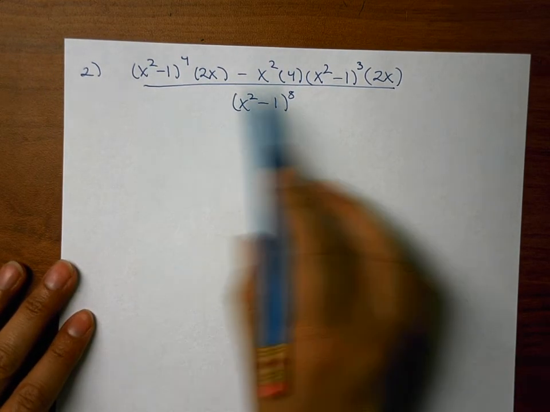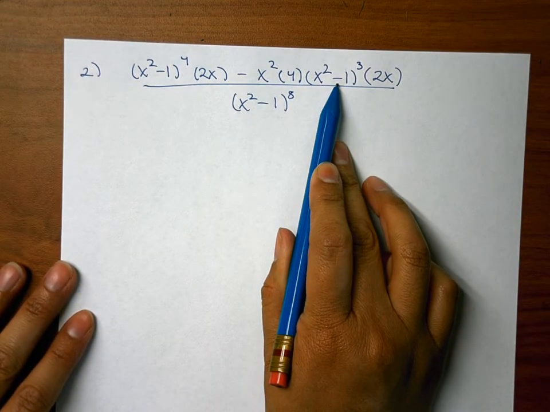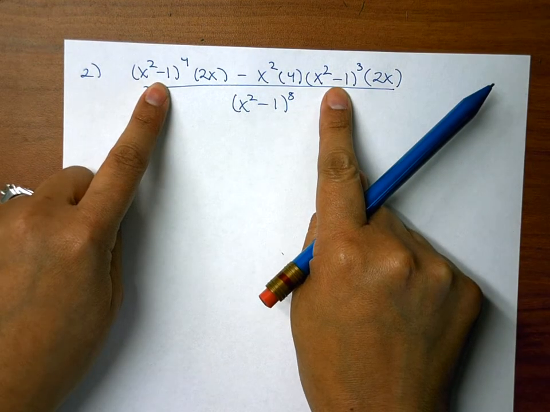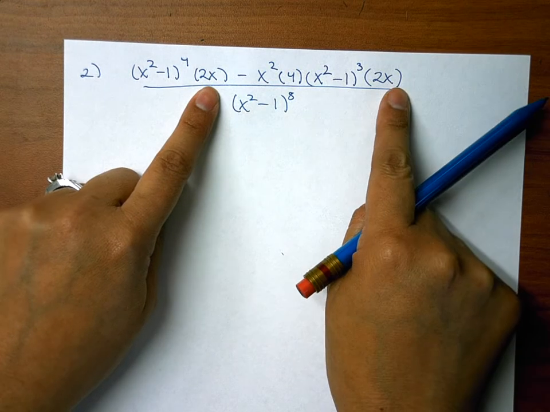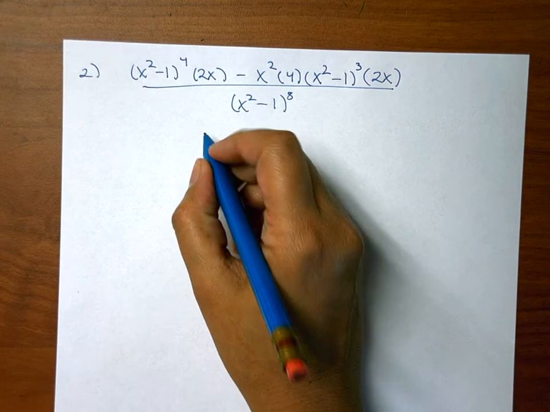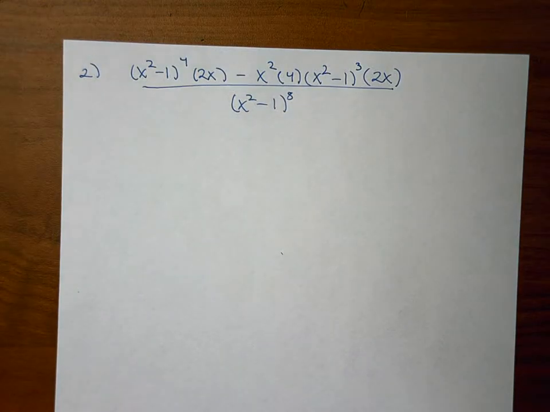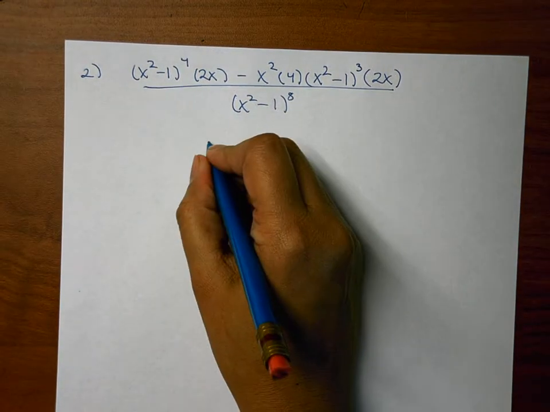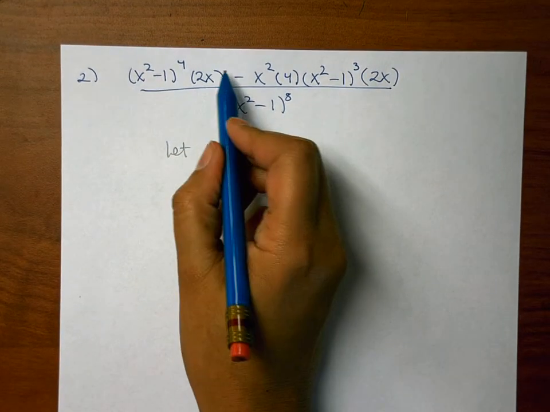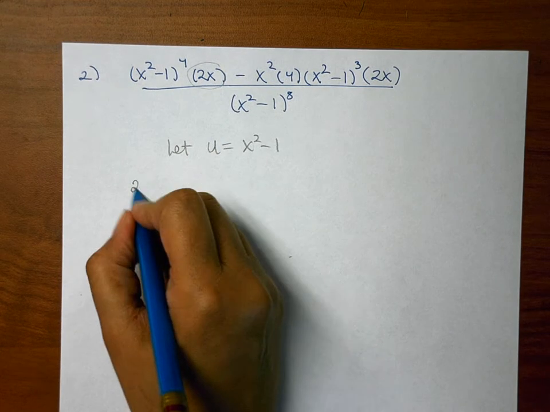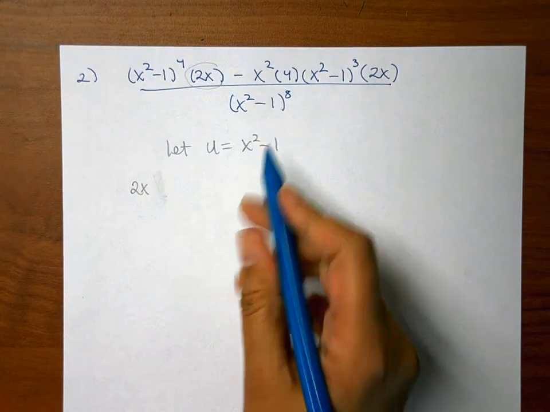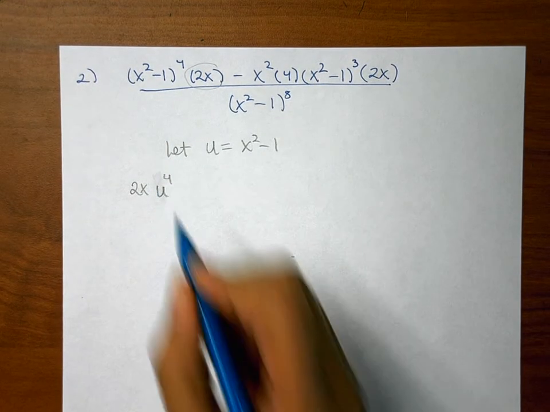Okay, 2 terms. They both have an x squared minus 1 in common. Technically, if you wanted to do a substitution for the 2x, you could. I'm not going to, but you can. So I'm just going to let u equal x squared minus 1. Okay, so same as before, I'm going to take that to the front. I don't like it in the back. 2x, parentheses. X squared minus 1 is u, so it's u to the fourth power.